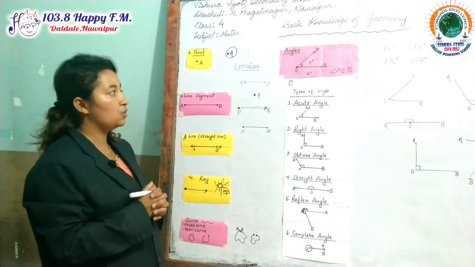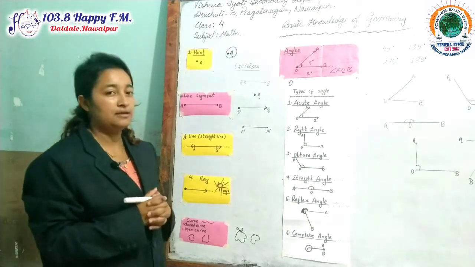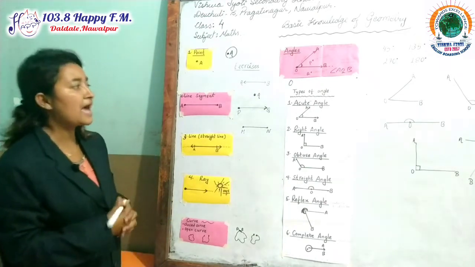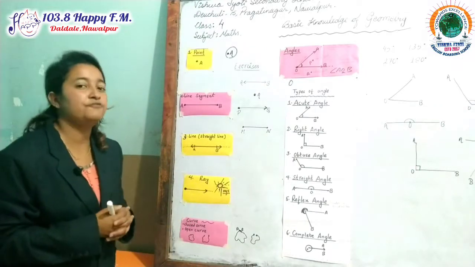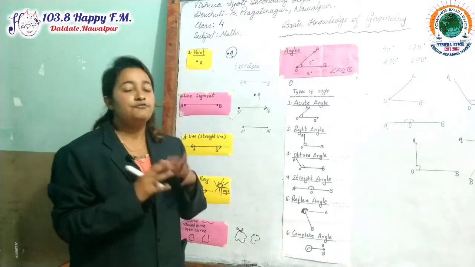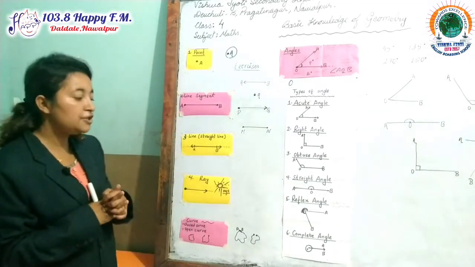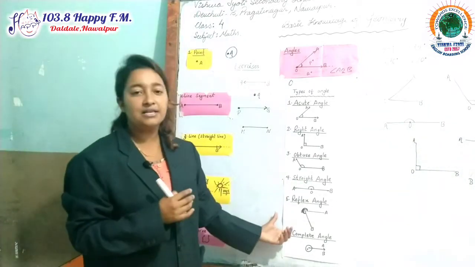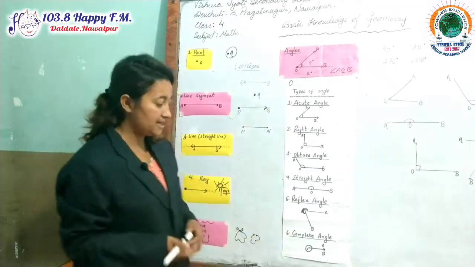Yes, BOA or AOB. Good. Now, I will describe to you the types of angle. There are 6 types of angle normally. For you, the complete angle is not included in your course. It will be taught in your higher classes.